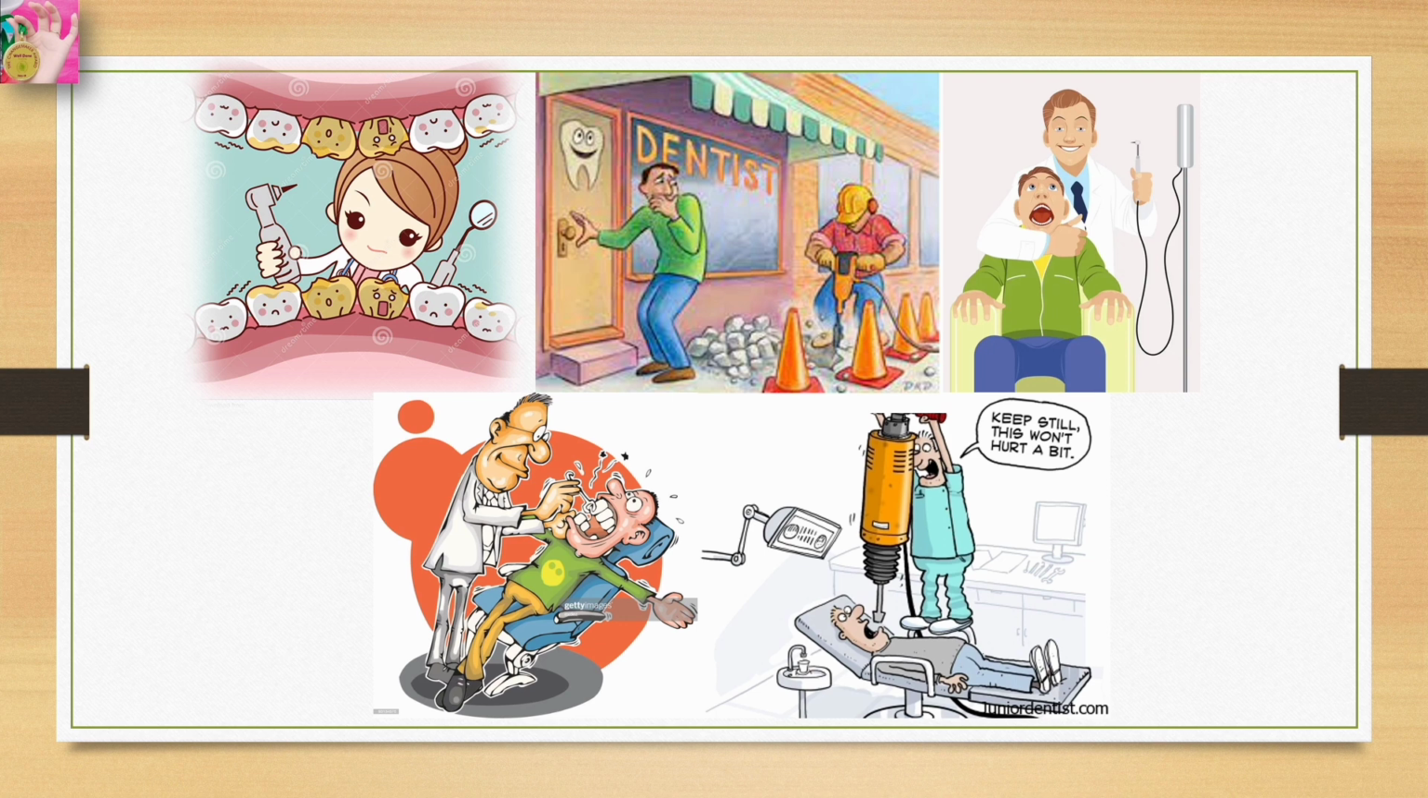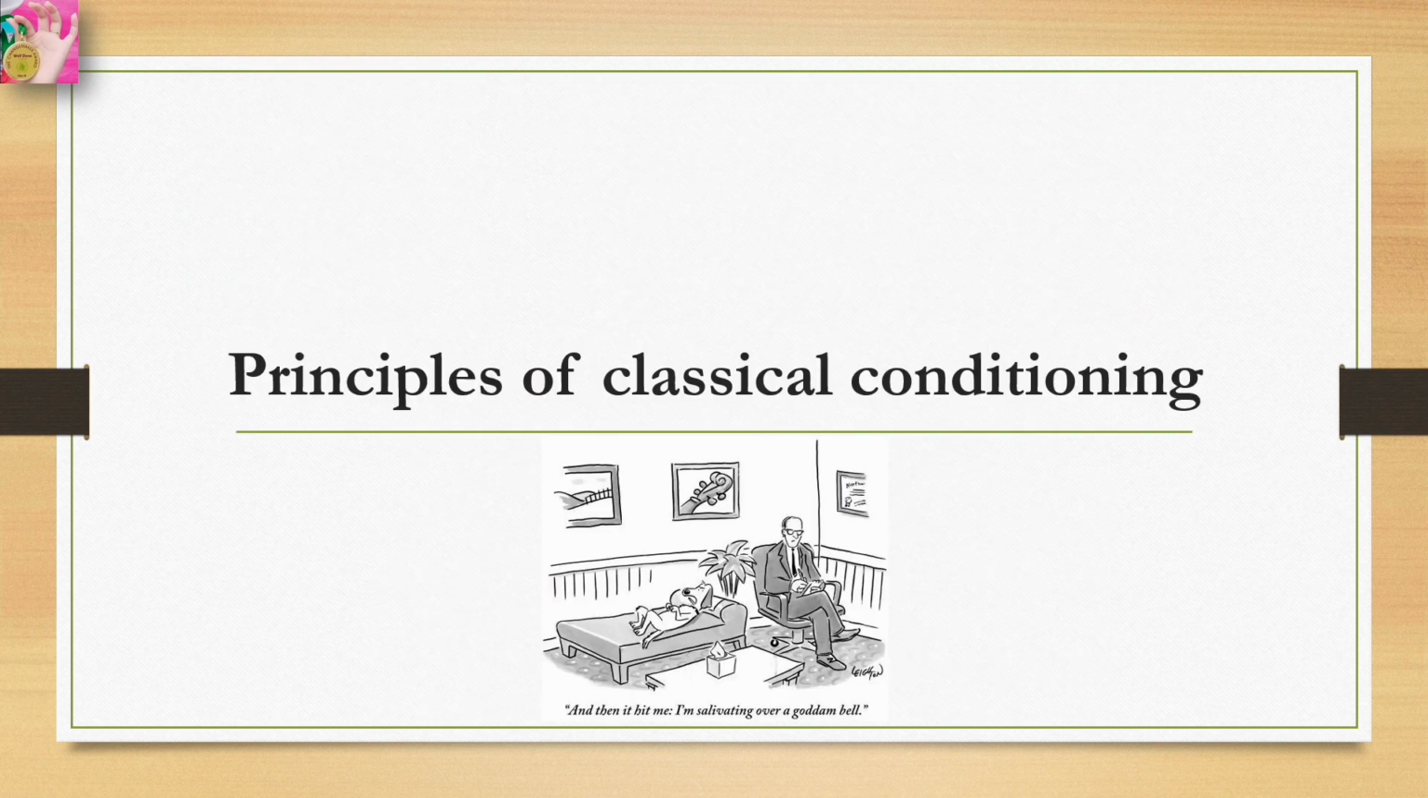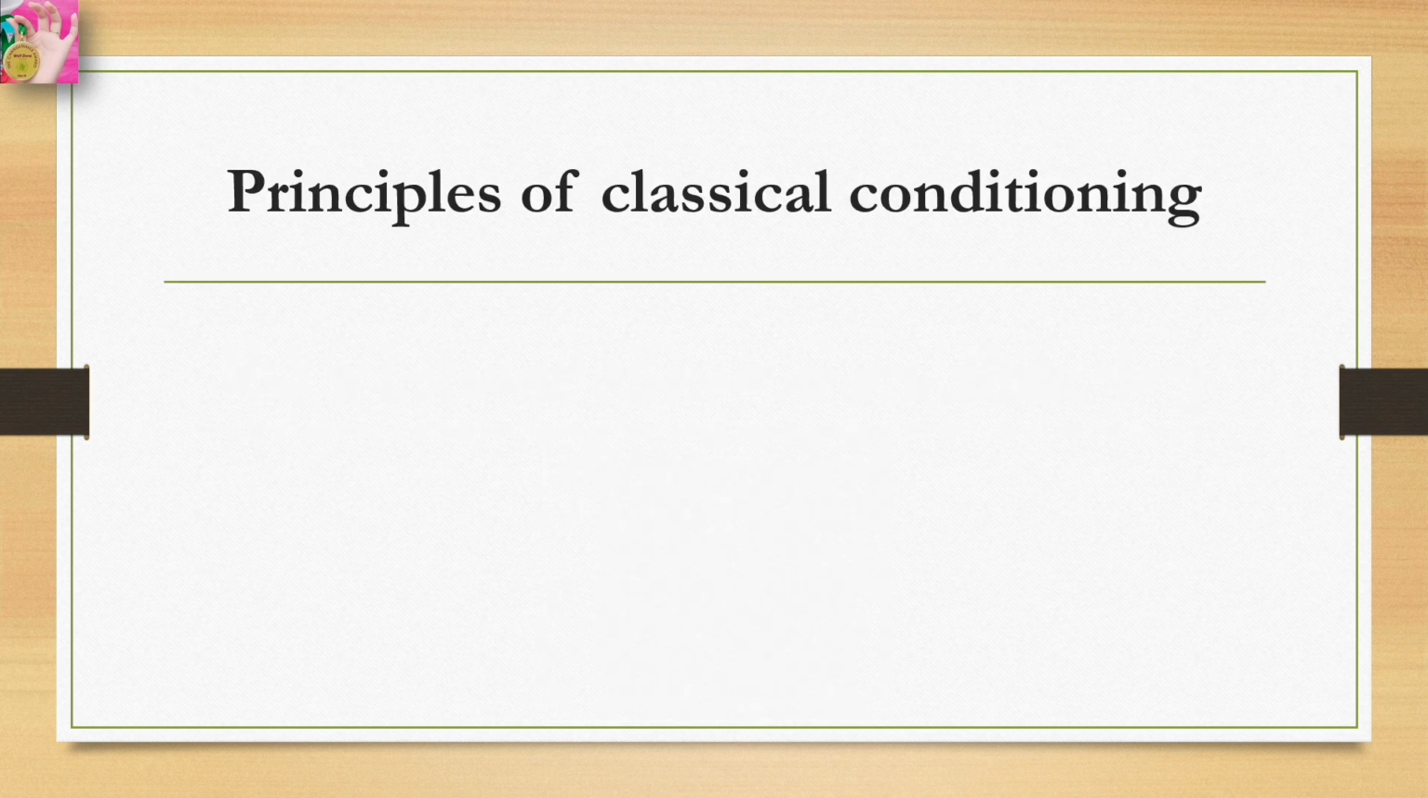So, this was all about the examples of classical conditioning. Although classical conditioning happens quite easily, there are a few basic principles that researchers have discovered. So, there are a few basic principles which I would like to share with you. The first one about classical conditioning.